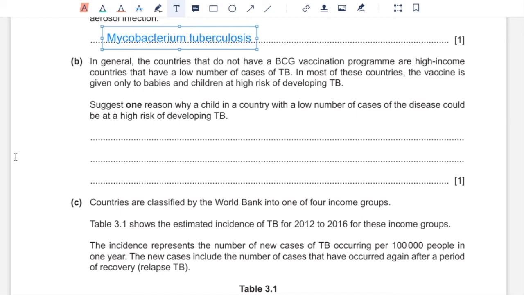In most of these countries, the vaccine is given only to babies and children at high risk of developing TB. So just one reason why a child in a country with a low number of cases of disease would be at a high risk of developing TB. Here in your answer you can write down any factor that could cause infection in the child, and that might be because the child might come into contact with an infected person.